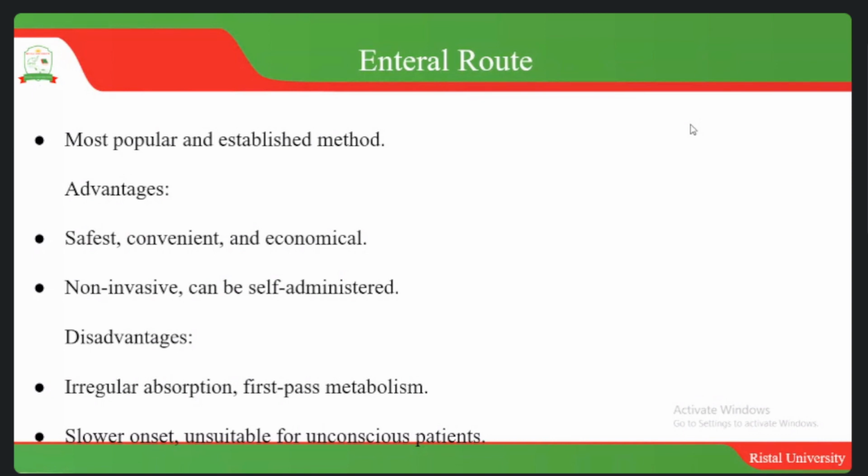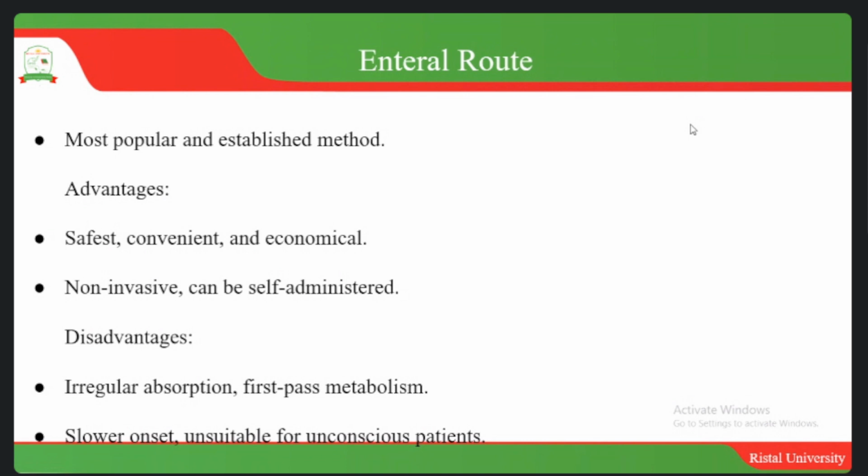It does not need a lot of skills or technology in administering it. For the disadvantages, it is irregular. It has an irregular absorption rate and first-pass metabolism. So it has to be metabolized before it is absorbed into the body, because this is more of swallowing.